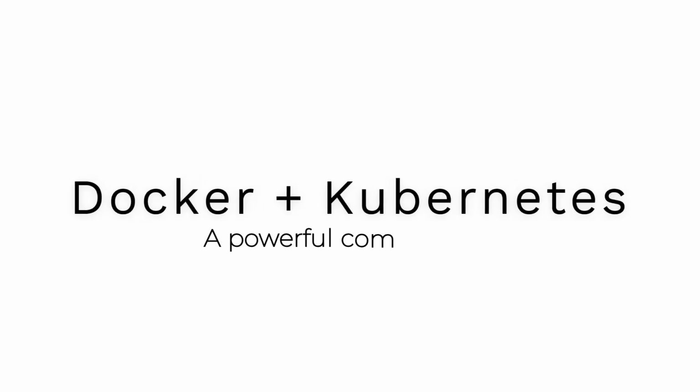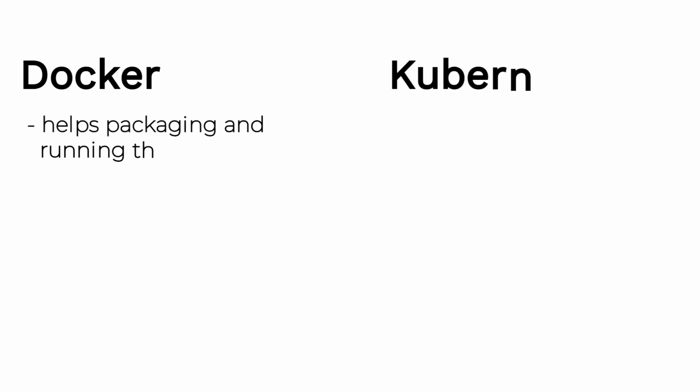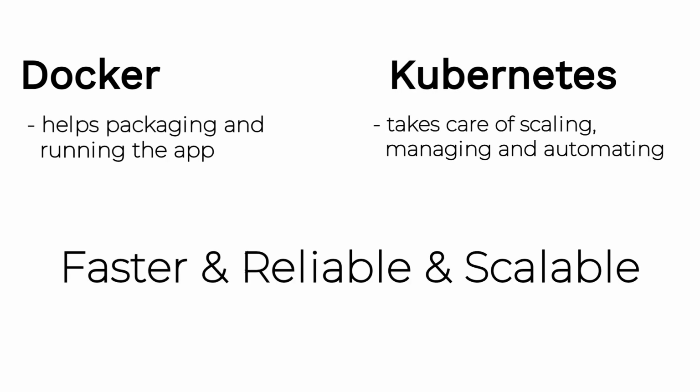To wrap it up, Docker and Kubernetes are a powerful combination for modern application development. Docker helps you package and run your app, while Kubernetes takes care of scaling, managing, and automating it all. Together, they make deploying applications faster, more reliable, and scalable.